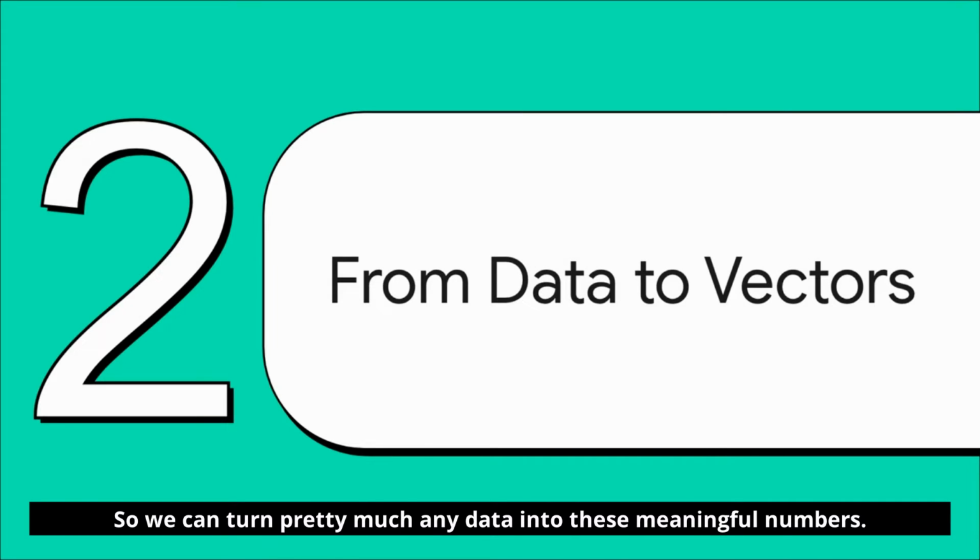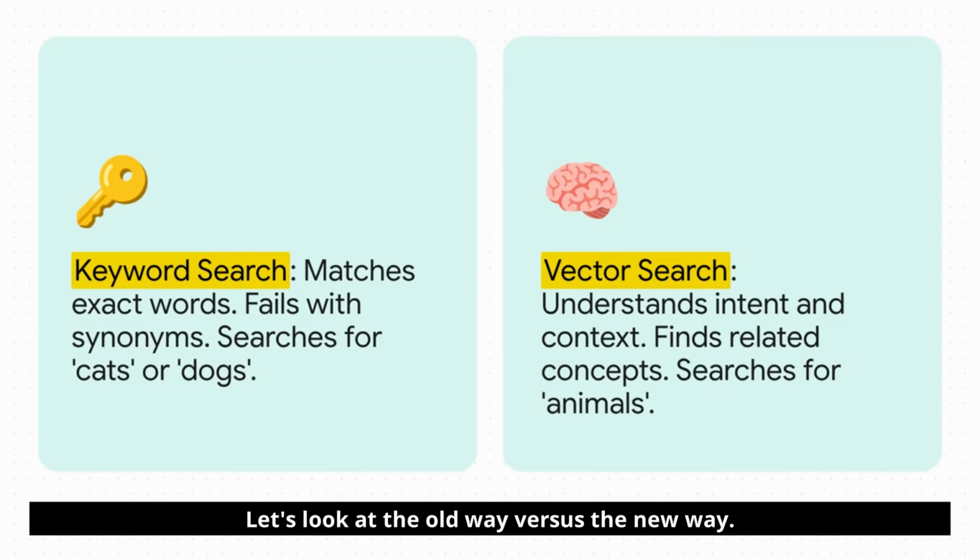So we can turn pretty much any data into these meaningful numbers. The next obvious question is, what can we do with them? Well, it turns out this new language completely changes how we find information. Let's look at the old way versus the new way. On the left, you have keyword search. It's rigid. It only looks for exact word matches. You search for cats, you only get cats.